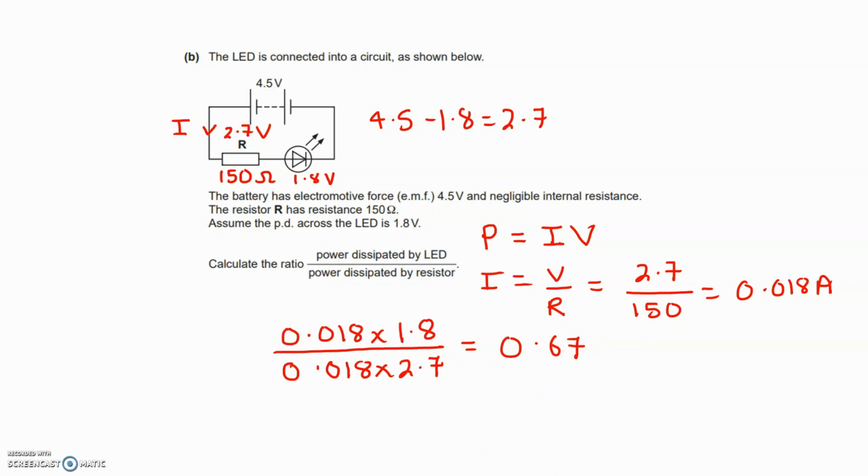So basic understanding of circuit theory there. You had to calculate the current flowing through the resistor, and because both components are in series, the current will be the same, 0.018 amps. So a little bit of thought needed there for that one, but that's quite a nice little question to test your understanding of circuit theory.